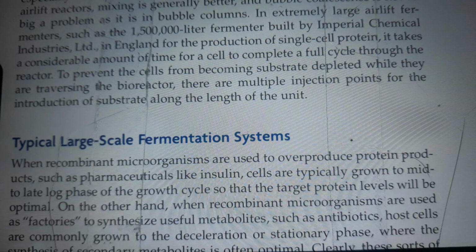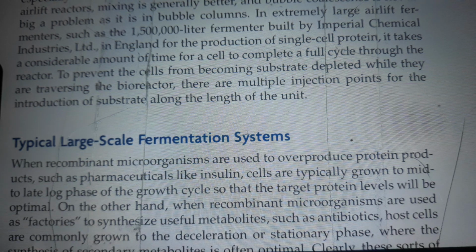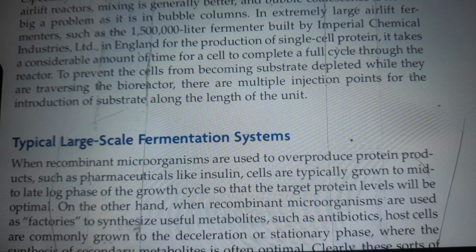Airlift bioreactors are generally more efficient than bubble columns, especially for denser or more viscous suspensions of microorganisms. In airlift reactors, mixing is generally better. Bubble coalescence is not as big a problem as it is in bubble columns.